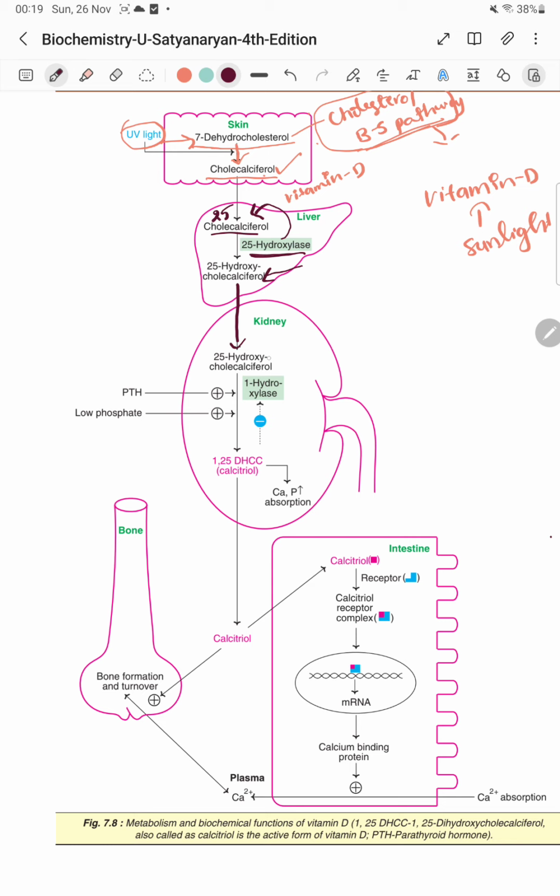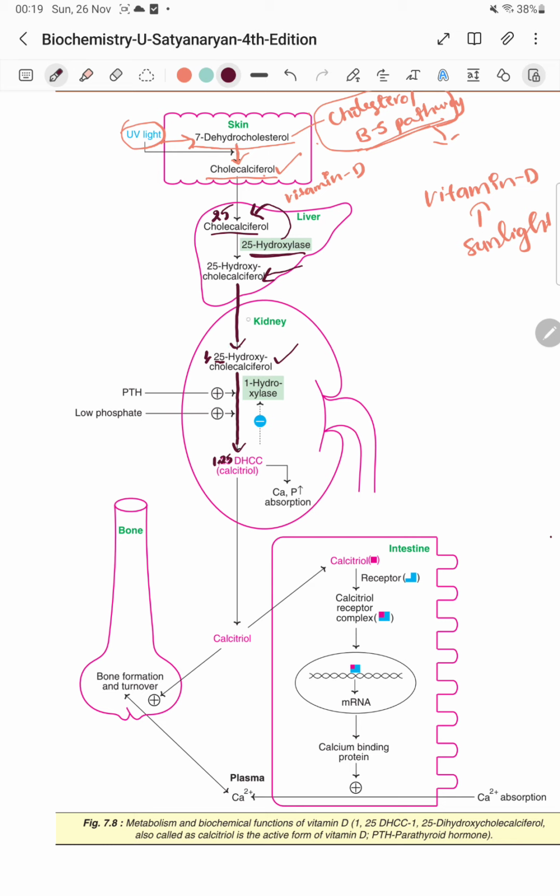Now in the kidney 25-hydroxycholecalciferol has arrived. As soon as 25-hydroxycholecalciferol arrives here, it is converted to 1,25-dihydroxycholecalciferol, which means already 25 is there. To this 25-hydroxycholecalciferol, one more hydroxyl group is added. Hence 1,25-dihydroxycholecalciferol.